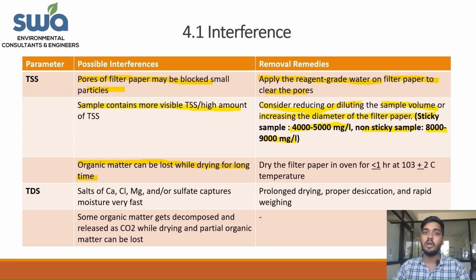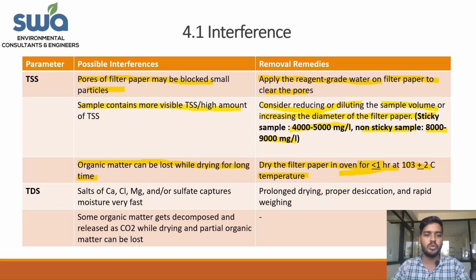Another point: if you are measuring the volatile suspended solids, in that case also it will be a problem. So make sure you dry the filter paper in the oven for less than 1 minute at a temperature of 102 or 103 degrees centigrade. This will be the ideal condition to dry the filter paper. In case you have to be more accurate, you can check the filter paper after 20-30 minutes. If it is dried already, you can take it out.